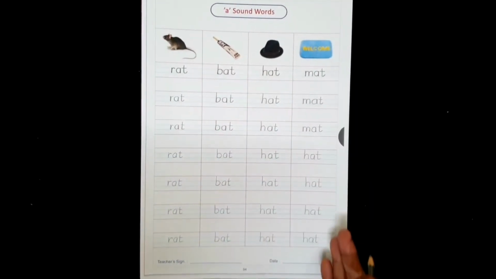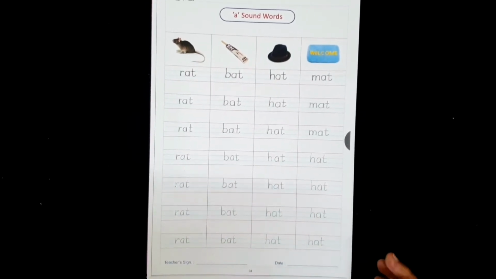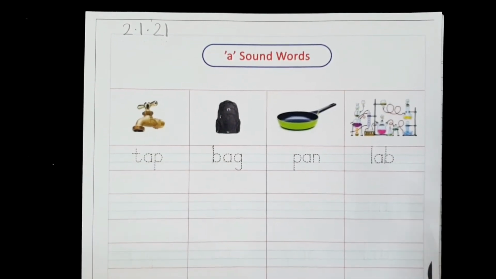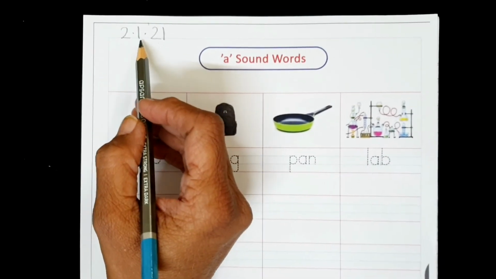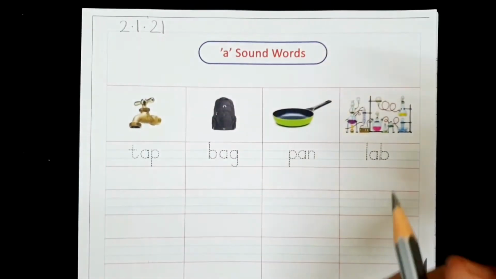Children, this is how we will complete the whole page. Write neatly and practice at home. Children, now let us write some more words of A sound in our English class workbook. First, we'll write the date, 2.1.21, that is 2nd of January 2021.